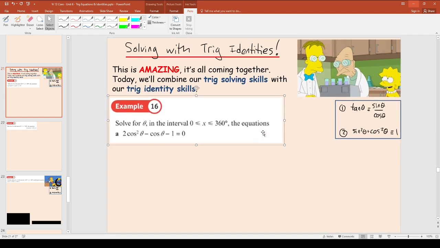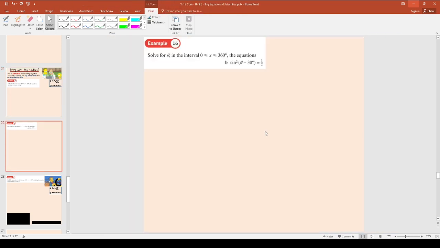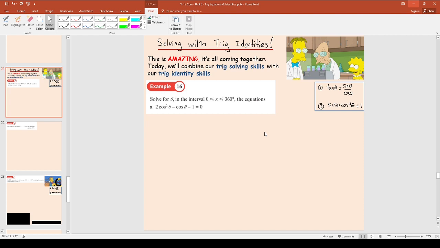It says solve for theta in the interval of 0 to 360, which is important that we know that from last lesson. The interval is very important. This equation. So I've cut off the other one for now. So that one there, we've got 2 cos squared theta minus cos theta minus 1 equals 0.